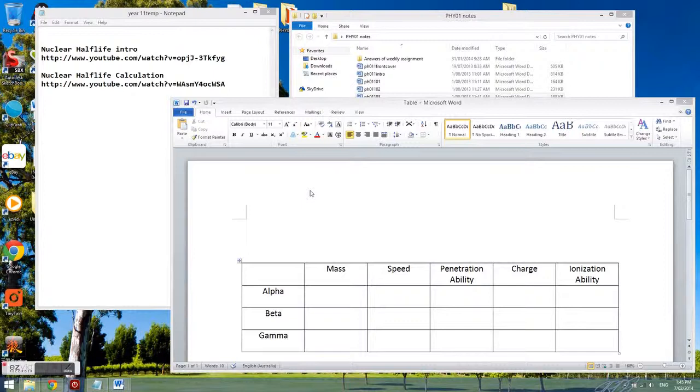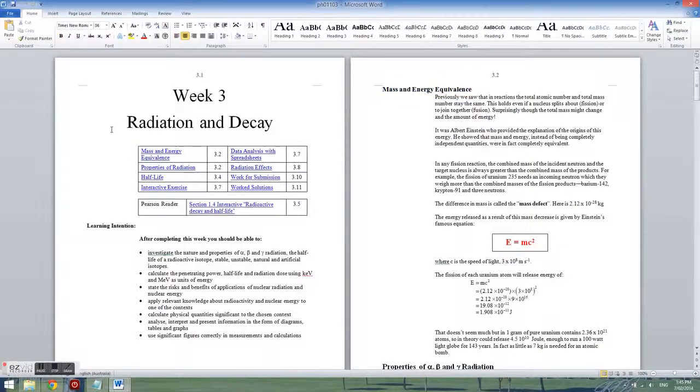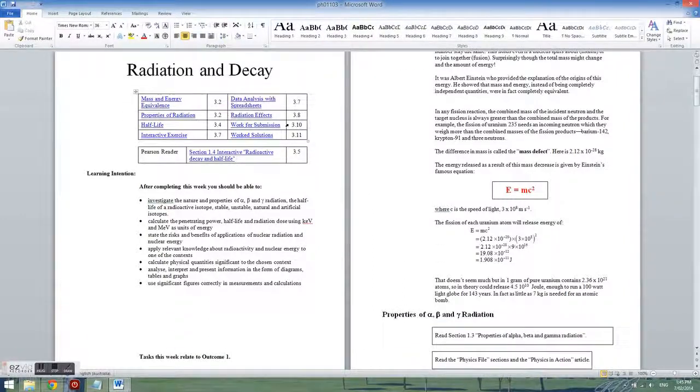Okay, good afternoon, everyone. Now let's go to week 3. Let me just show you your week 3 notes. In week 3 we're doing radiation and decays.